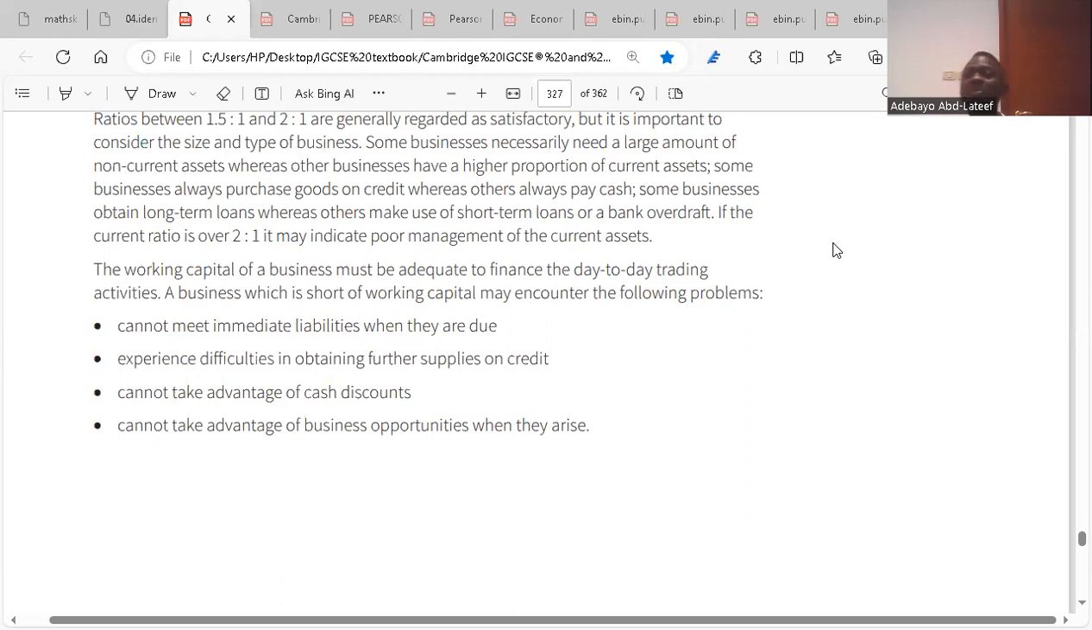Two, experience difficulty in obtaining further supplies on credit. Because you didn't even pay for the previous one, how do you get a new one? You won't be getting new credit supplies because the previous one you've not paid for. You need to pay to get on. Yeah, they won't even trust you.